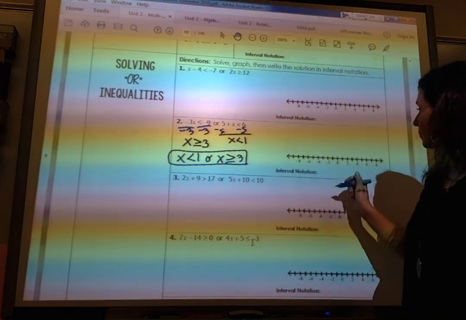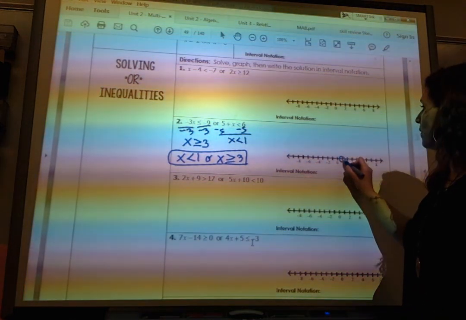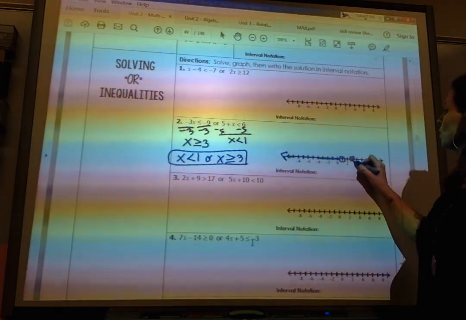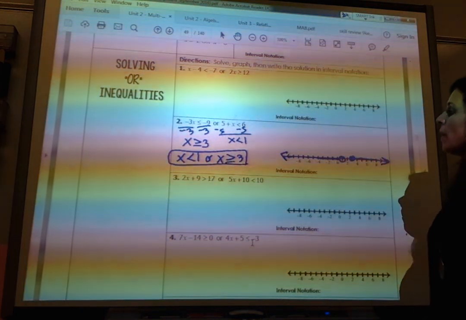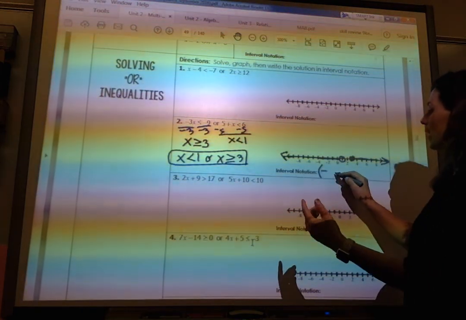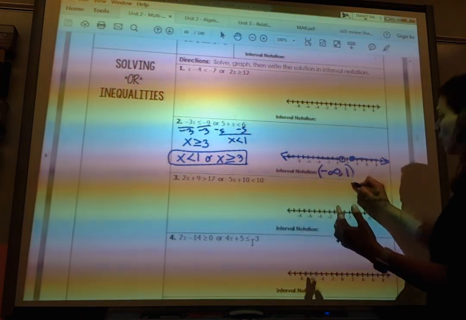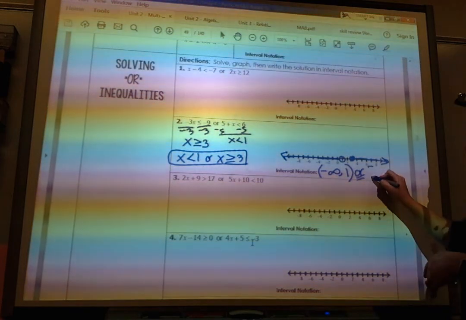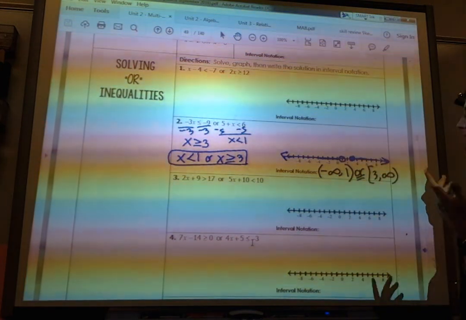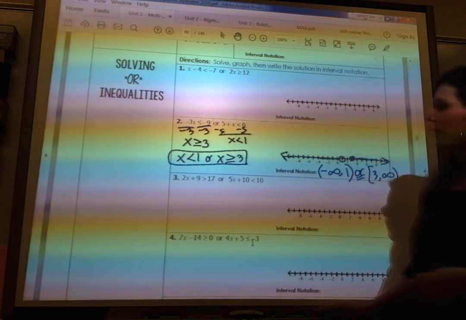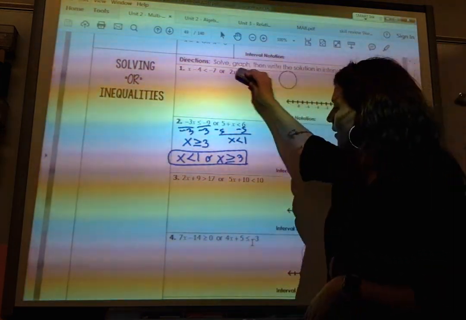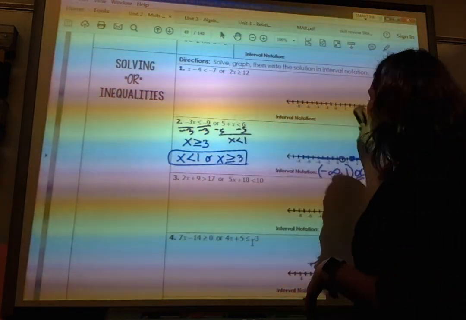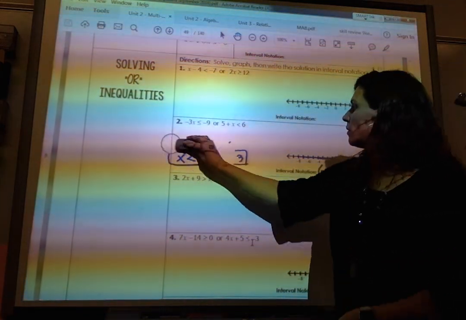I'm going to graph it. Here's 1. Open circle, shade to the left. X is greater than or equal to 3. Closed circle, shade to the right. So my interval notation is going to be negative infinity, comma, 1, parenthesis. I must write the word or, 3 blocked off to infinity. Okay? All right, so that's number 2. Go ahead and try number 4 on your own. And if you need to, pause the video and work through it.